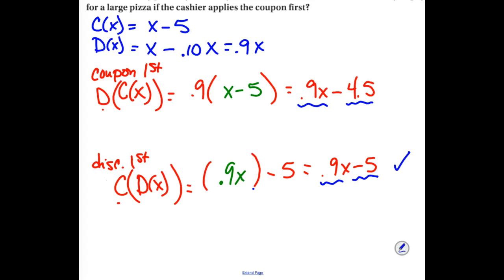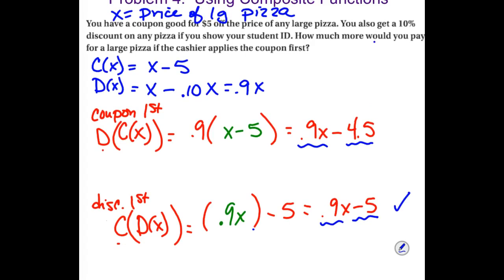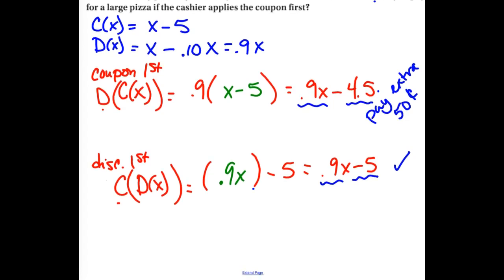Okay? So if they apply the coupon first, which is what they asked, it says how much more would we pay if we apply the coupon first? We're going to pay an extra 50 cents. Right? We only get to take off $4.50 instead of all the $5. Okay? So, as a customer, you'd like to do the discount first. As the owner of the store, they're going to want to do the coupon first. Okay? Questions on any of that?